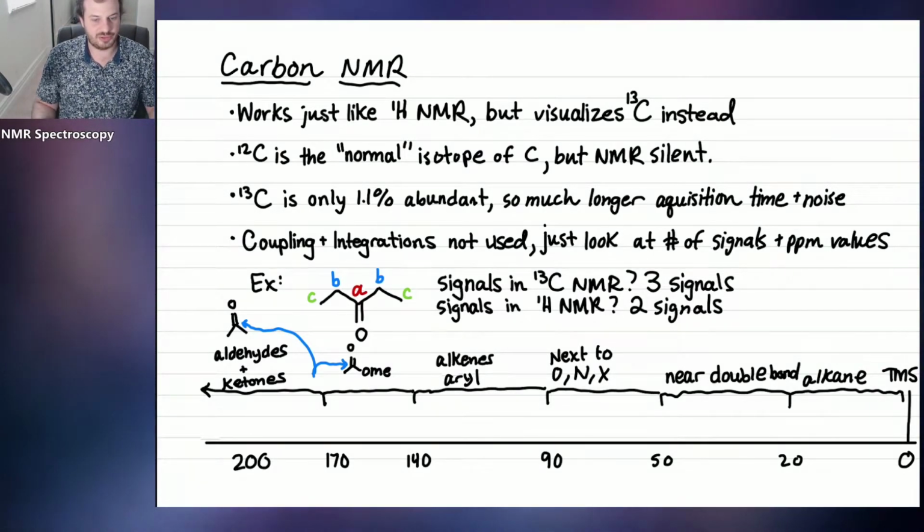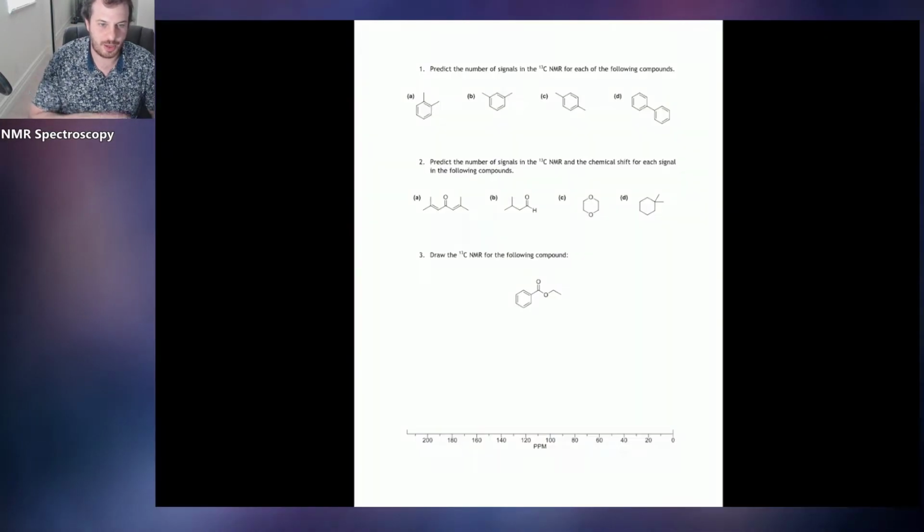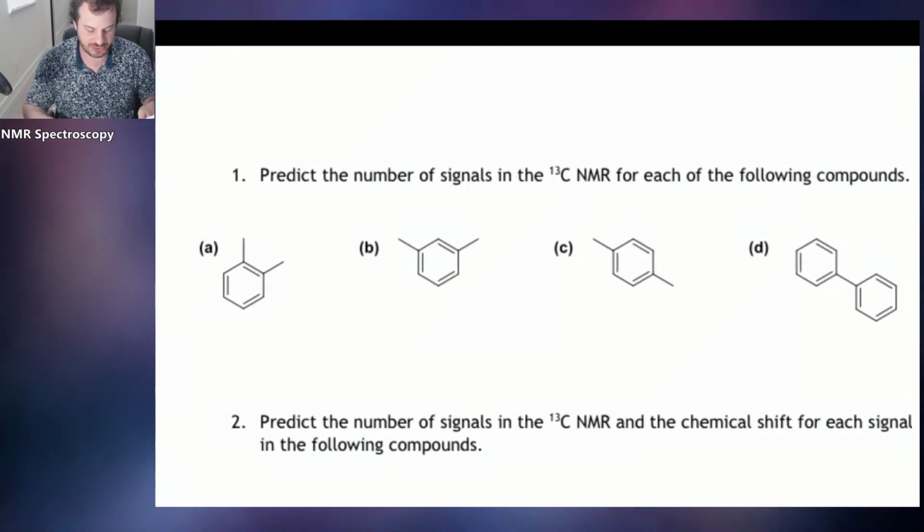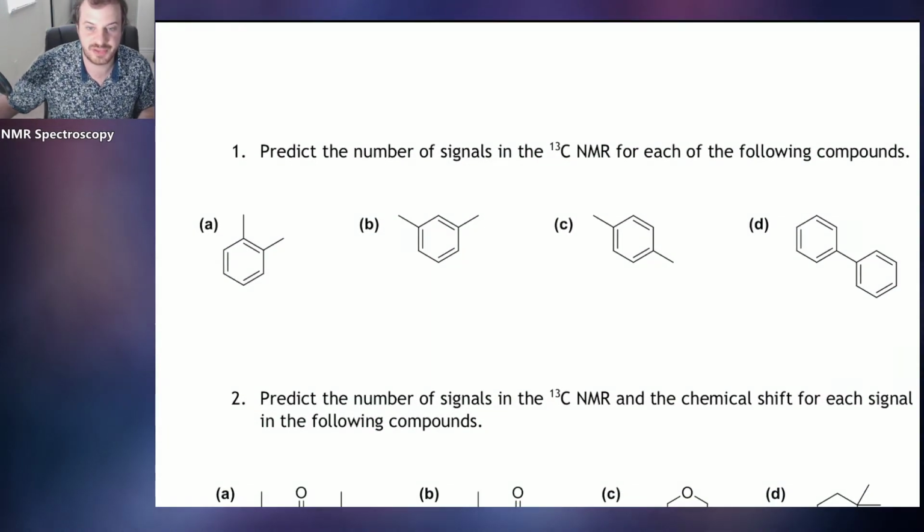All right, let's do a couple example problems together, and then that'll be the end of the lesson. So that's all you basically need to know about carbon NMR. Okay, so here are some example problems. Let me go ahead and zoom in here. And so the first question just asks you to predict the number of signals in the carbon NMR.